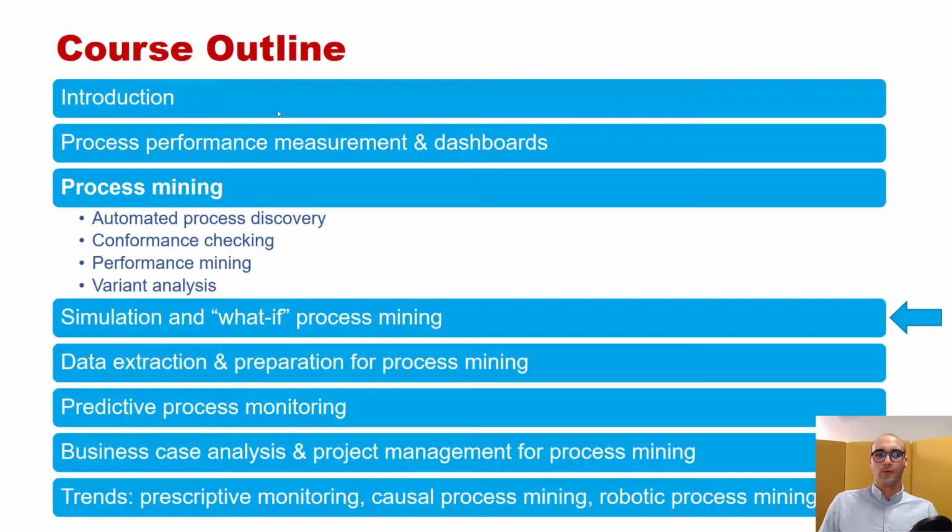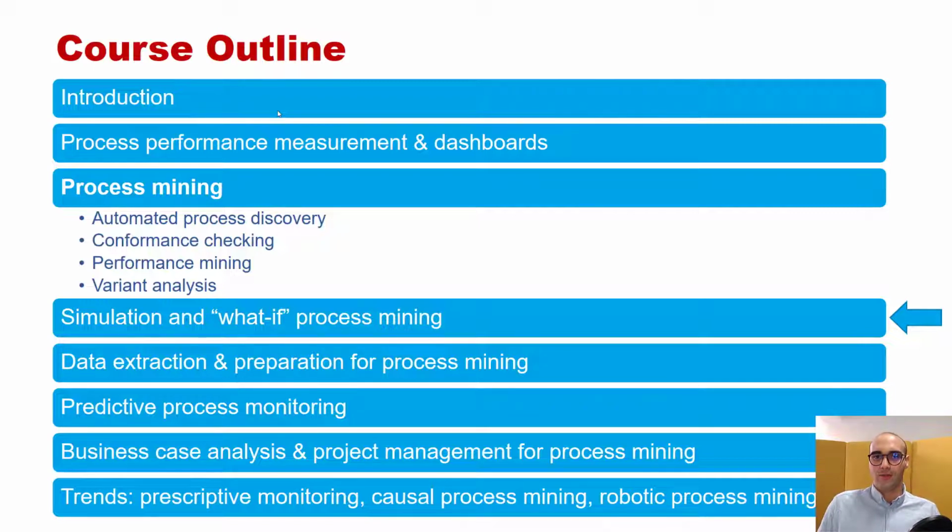So far in this course, we have been handling process mining as it is. We were performing automated process discovery, conformance checking, performance mining, and variant analysis. All of these approaches depend on an event log provided by the organization. The event log is a record of what happened within the organization during a certain period of time. In this lecture, we are going to consider what-if scenarios.